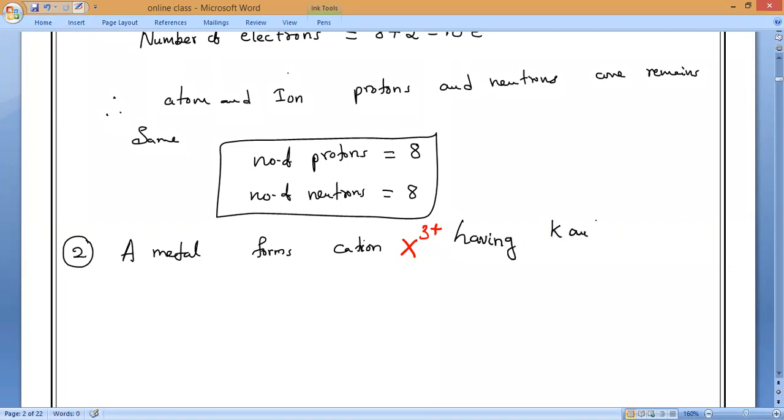Having K and L shells filled. So are they speaking about an ion or an atom? Ion. For an ion and an atom, is the mass number the same or different? The mass number is the same. The atomic number is also the same. It is not going to change for an ion and an atom.